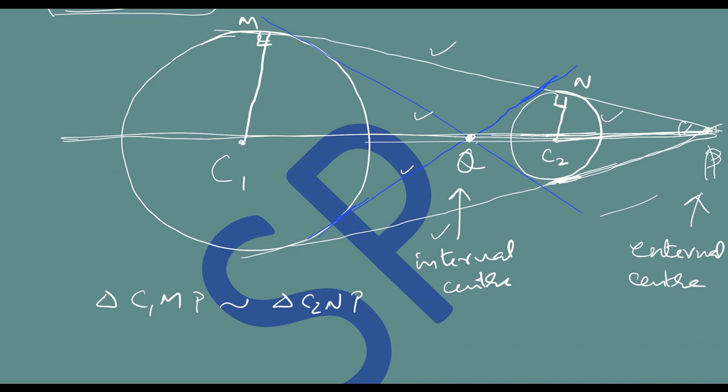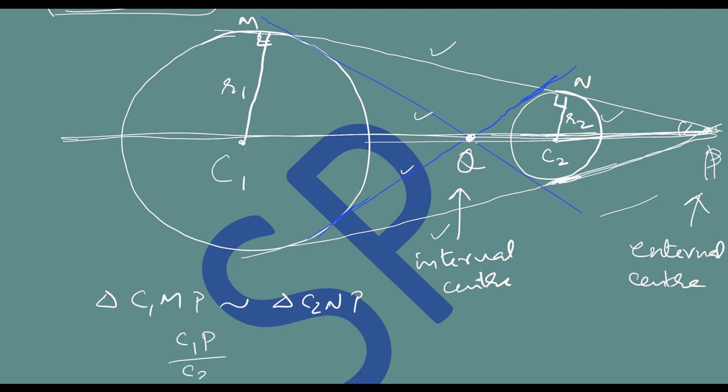So what I can conclude from this is, if I call this radius R1 and this R2, we are given these two circles having centers C1 and C2 and the radii R1 and R2. Now I am going to find the ratio C1P to C2P, that's what I'm going to find.